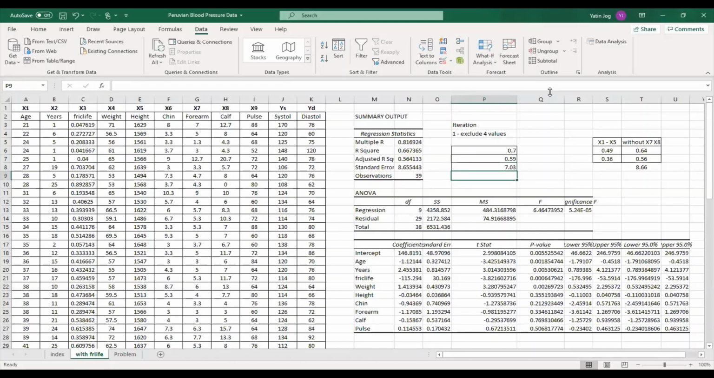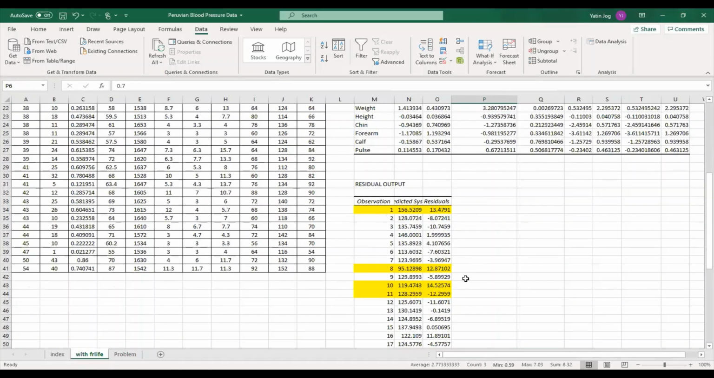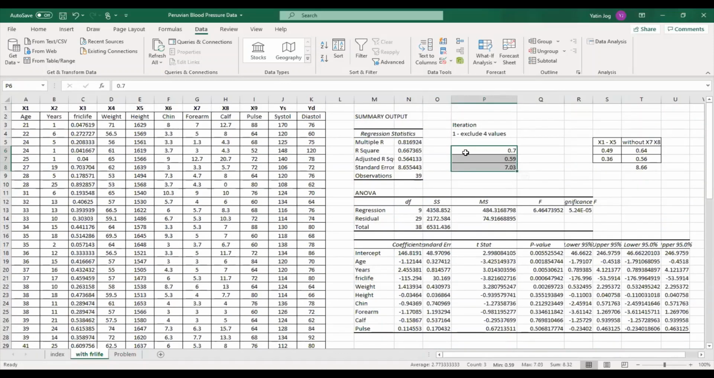7.03. Okay. So now if I compare these numbers with these numbers, I think my second model is a better model than the first model. That means the 4 values which I have excluded, I can consider them as outliers, if my R square is improving and my standard error is also decreasing, and the adjusted R square difference is almost the same, not that much of a difference. This is 0.1, this is 0.11. So the same difference is there in the second model also.